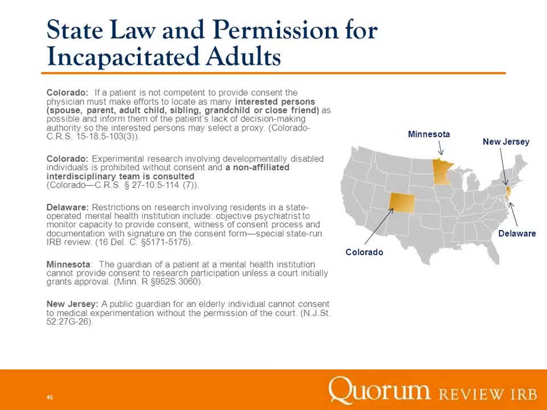I'm not going to run through all of these because I know we're getting close on time, but particular individuals, so developmentally disabled individuals, and then really residents in a state-operated mental health institution, have restrictions under a lot of state laws. This is just some examples of what you might see that would require either a court order or an independent consultant or a non-affiliated interdisciplinary team to be involved in deciding whether it's appropriate for that person to be involved in the research. So be aware, state laws can be quite restrictive, especially if you might be doing research in a facility where people are living.